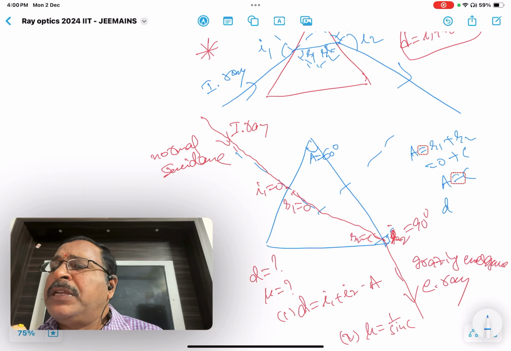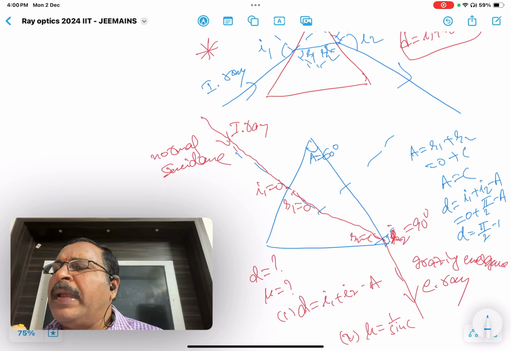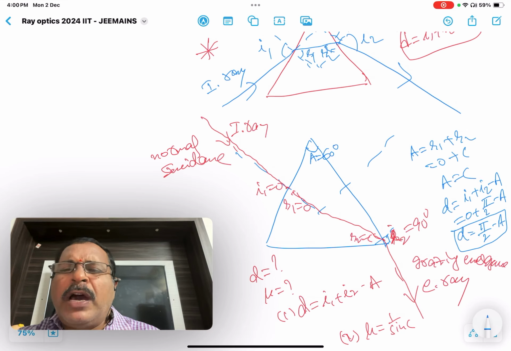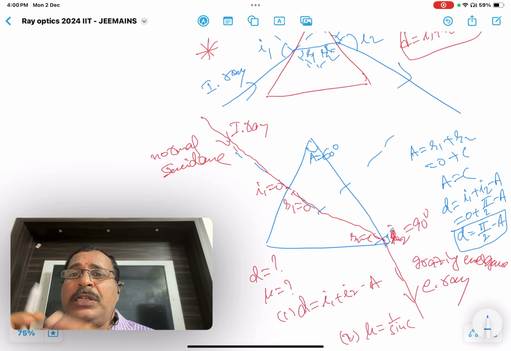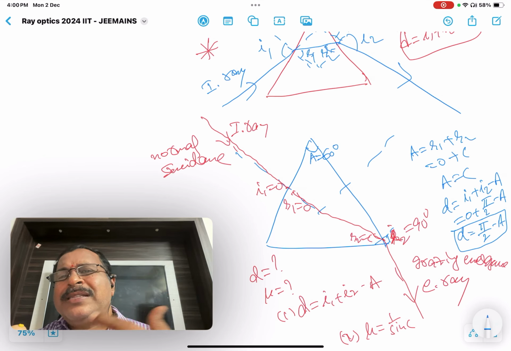Then the angle of deviation can also be written as what? I1 is 0 plus I2 minus A, that equals 0 plus pi by 2, that is 90 minus A. So the final answer is D equals pi by 2 minus A, in terms of pi. This is the answer for deviation. So there are so many formulas in prism also, and for grazing incidence and grazing emergence there are some different conditions.